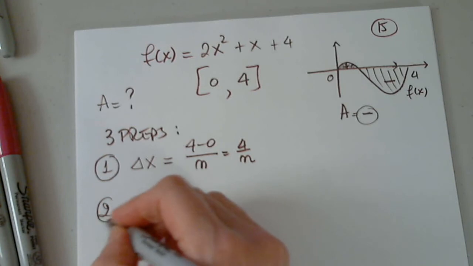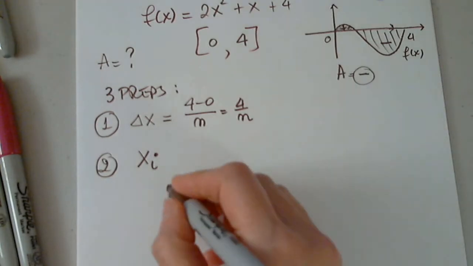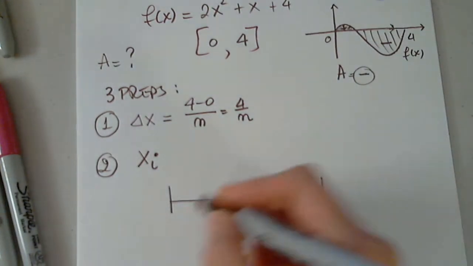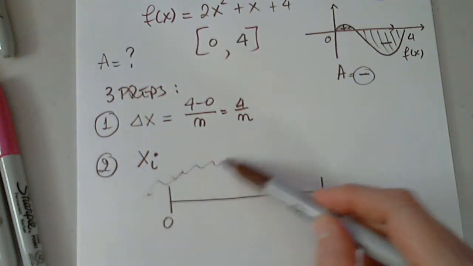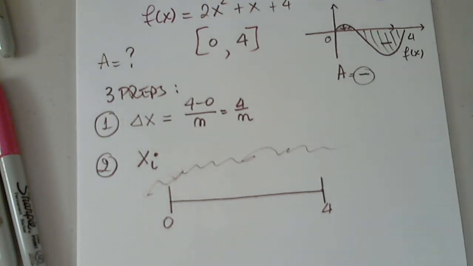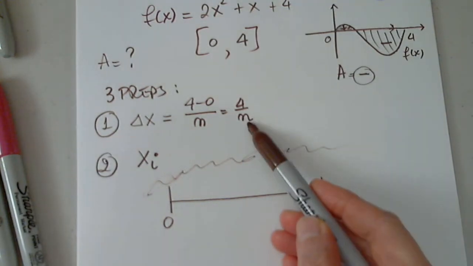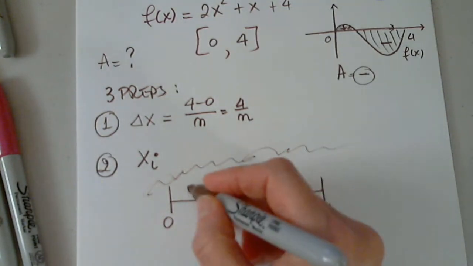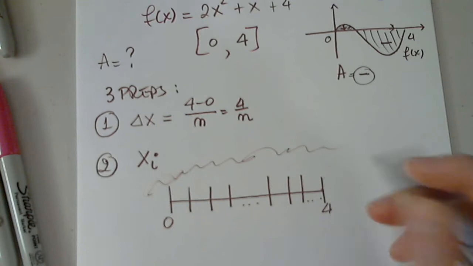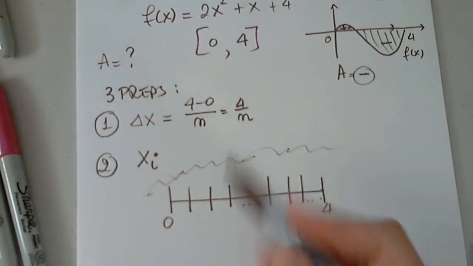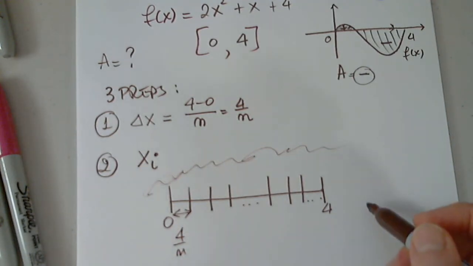Number 2. We have to determine xi. What is xi? Let's take a look at this interval between 0 and 4. Imagine the function is somewhere here. I will divide this interval into n subintervals. Each subinterval will have the same width. This is delta x, which is 4 over n, and so on and so forth, all of them.